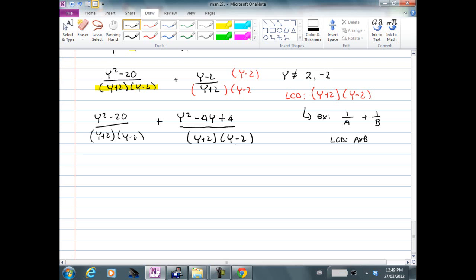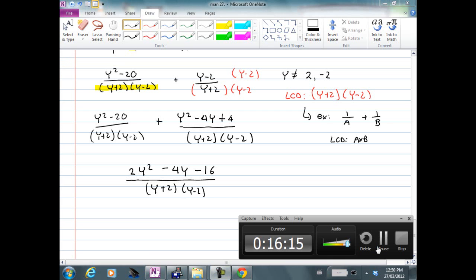So I'm going to merge them together. I have 2y squared, sorry, not plus, minus 4y minus 16 all over y plus 2, y minus 2. The next question is, can you factor even more?